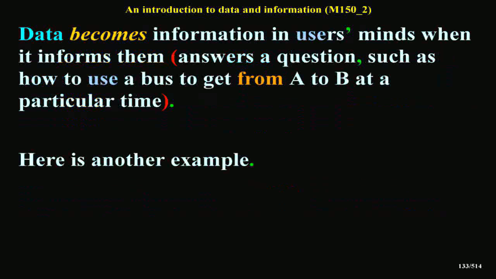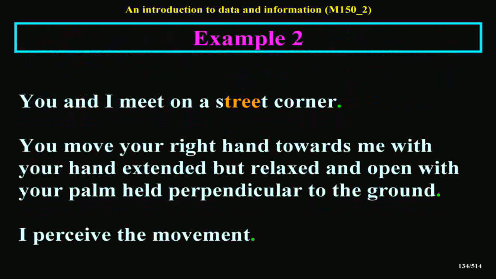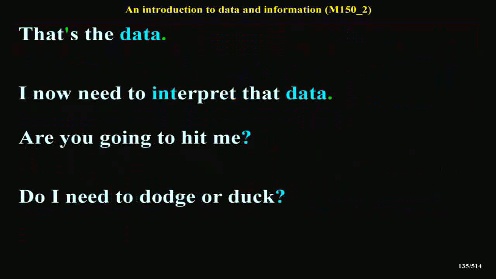Data becomes information in users' minds when it informs them, answers a question, such as how to use a bus to get from A to B at a particular time. Here is another example. Example 2. You and I meet on a street corner. You move your right hand towards me with your hand extended but relaxed and open, with your palm held perpendicular to the ground. I perceive the movement. That's the data.